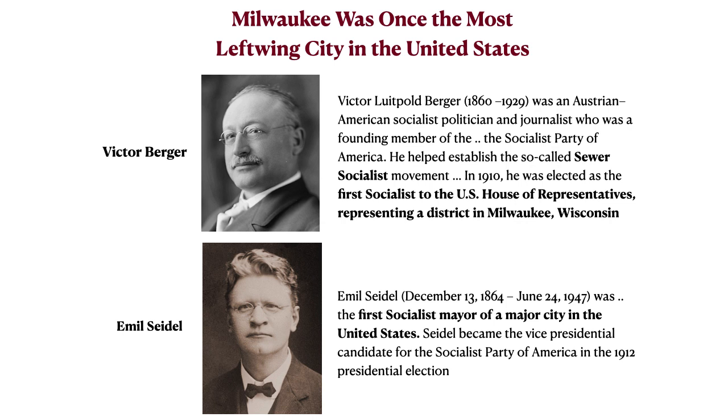And it is important to note that Milwaukee at one time was the most left-wing city in the United States. It had a large German population and a strong socialist movement. So Victor Berger, German Jewish background, first socialist in the U.S. House of Representatives. Emil Seidel, who was a German socialist mayor, vice presidential candidate under Eugene Debs when he ran for president in 2012.